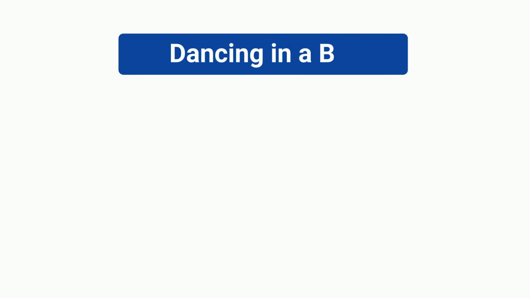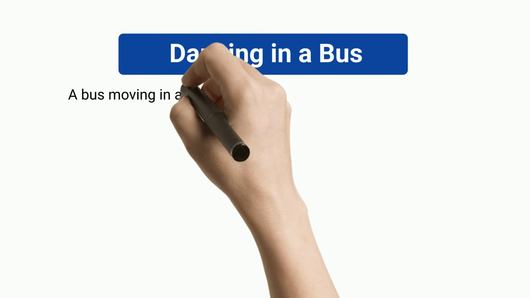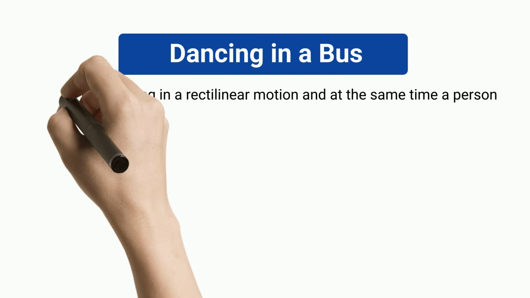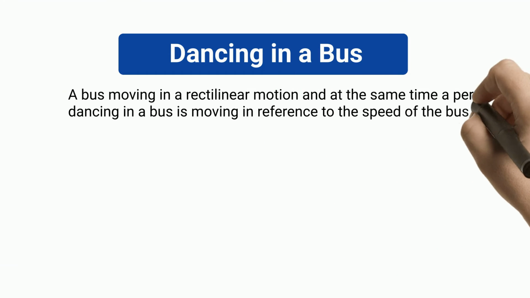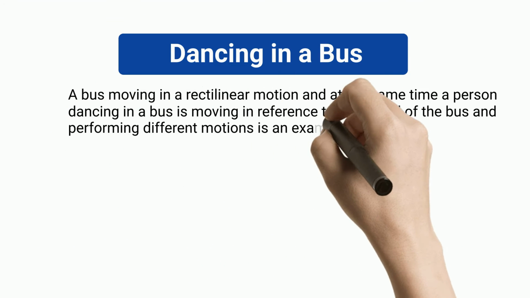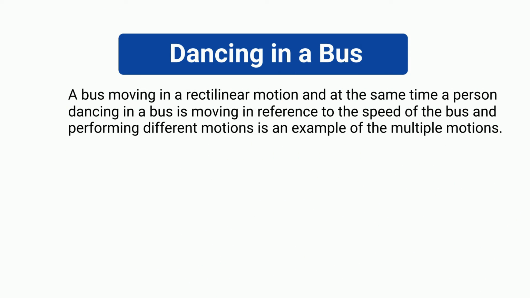Dancing in a bus. A bus is moving in a rectilinear motion, and at the same time a person dancing in the bus is moving in reference to the speed of the bus and performing different motions, which is an example of multiple motions.